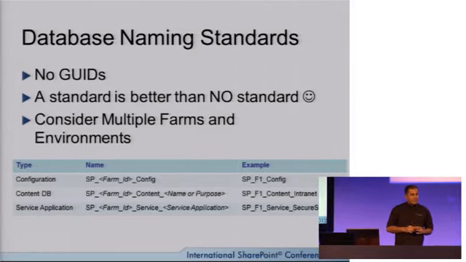Some other things to consider when you're designing your naming standards are: think about having multiple farms, and think about having multiple environments. You may only install one farm initially, but what's to stop you from putting in a services farm later on, or having another farm used elsewhere? Consistency is probably one of the best things you can do.